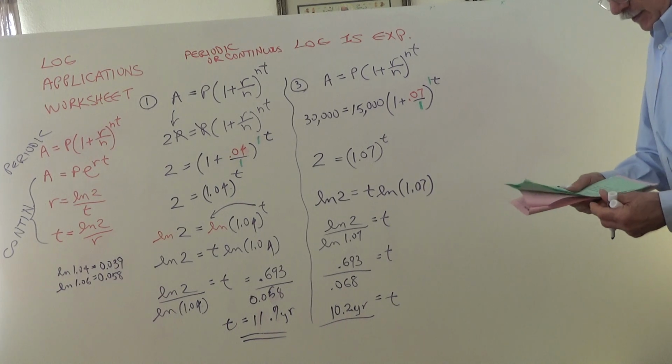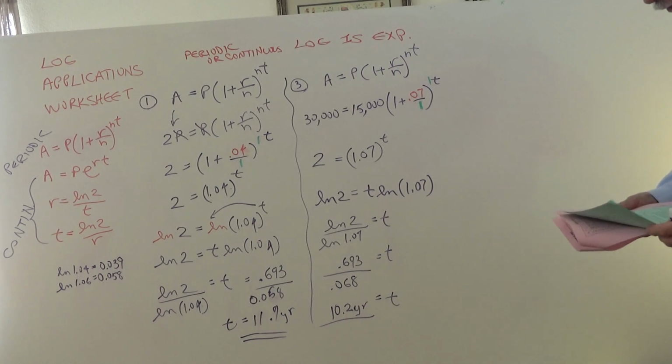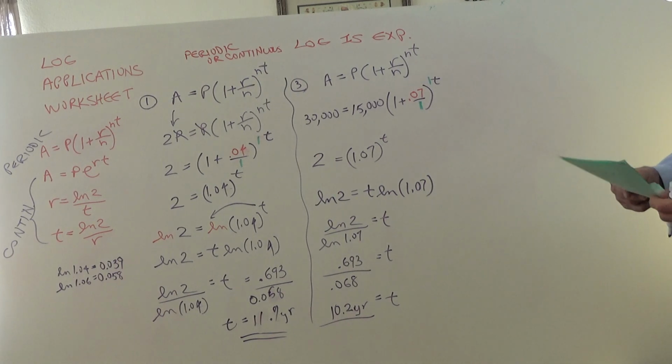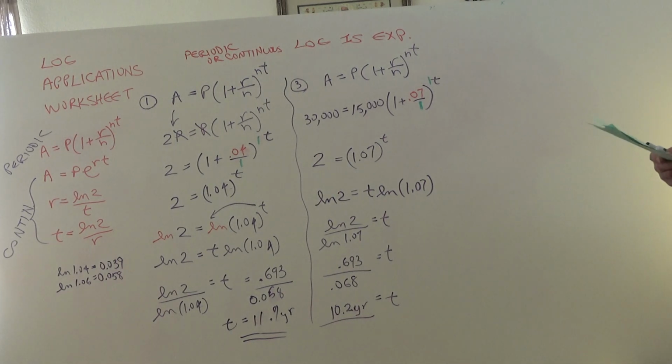Now number 3 is the same problem, believe it or not. All I did was added a lot of words to it to make it look like it's more difficult, but it's really the same thing. Number 3 says Sarah Smart Saver invests $15,000 in an account paying 7% interest compounded annually. It doesn't say compounded continuously, so it's annual compounding here, like periodic compounding. How many years will be required for the compounded amount to double?